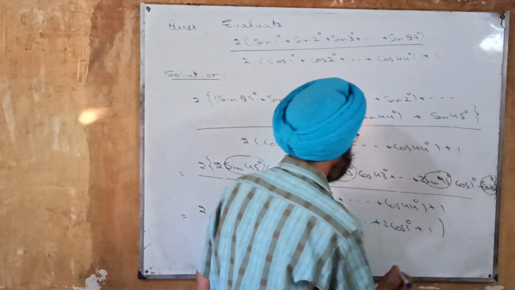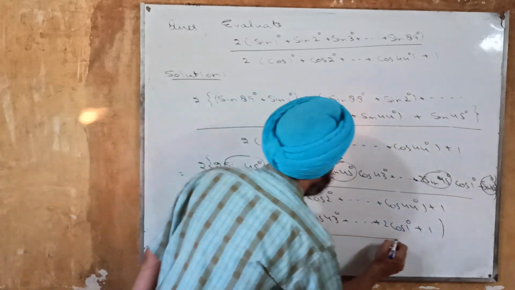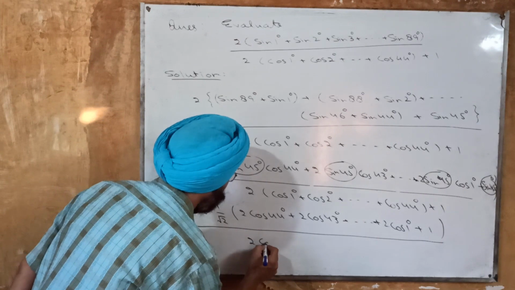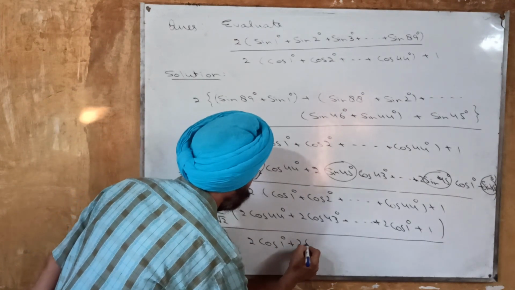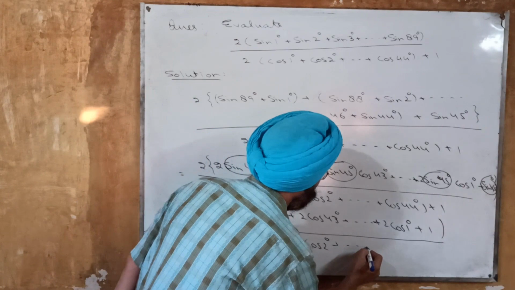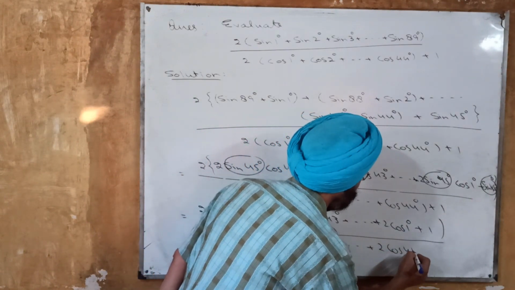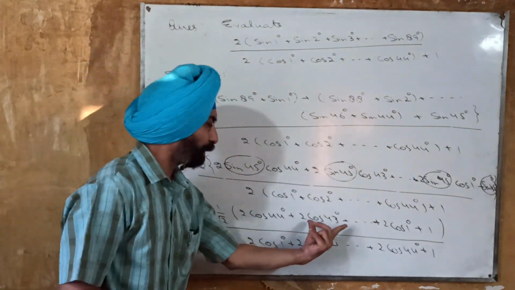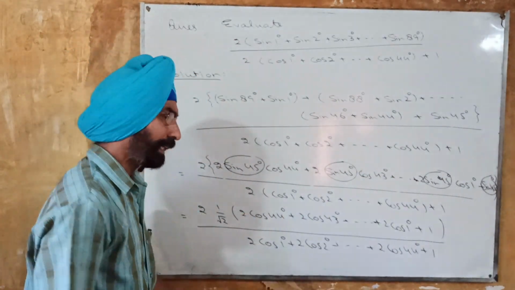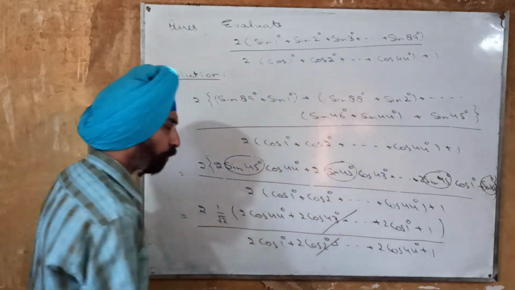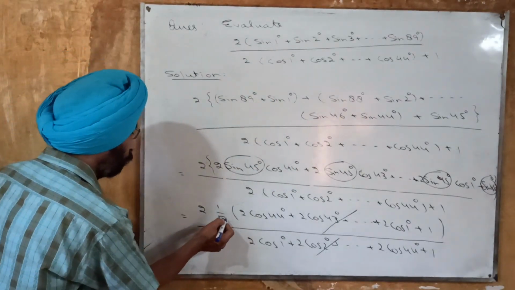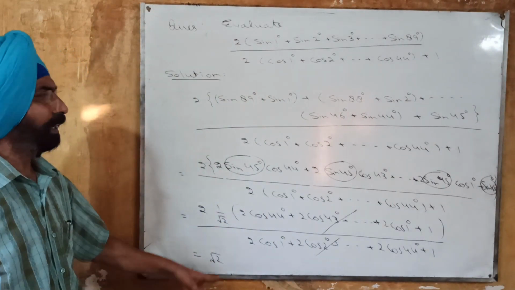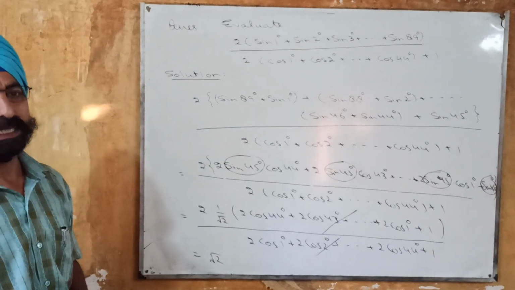This is your bracket and divided by. Now I am opening the bracket in the denominator. It is 2 cos 1 degree plus 2 cos 2 degree plus and so on, plus 2 cos 44 degree and plus 1. If we look carefully, then this bracket in the numerator is same as the denominator, so it will be cancelled out, and this root 2 upon root 2 will become equal to root 2, and it is the required value of the given expression.